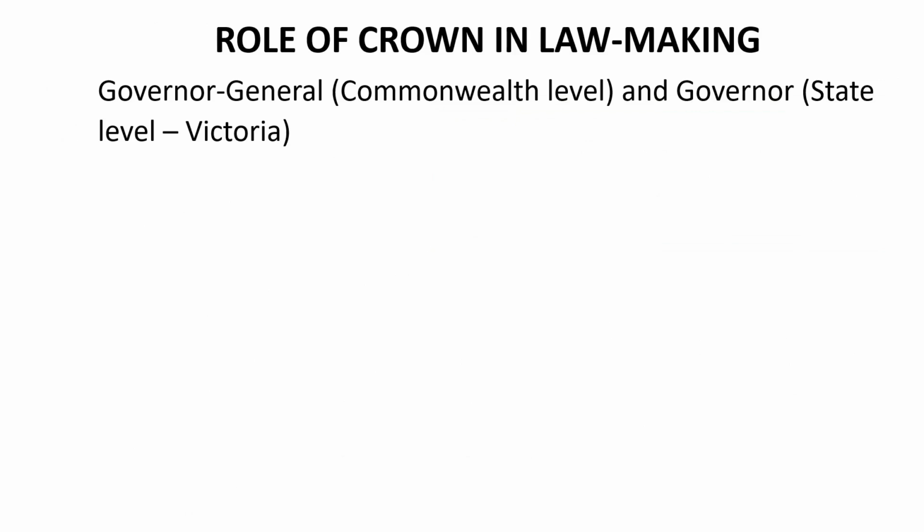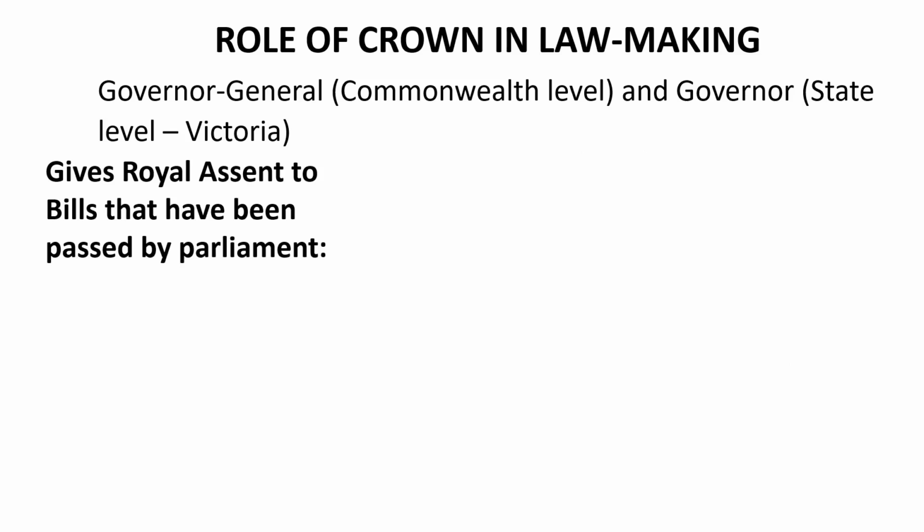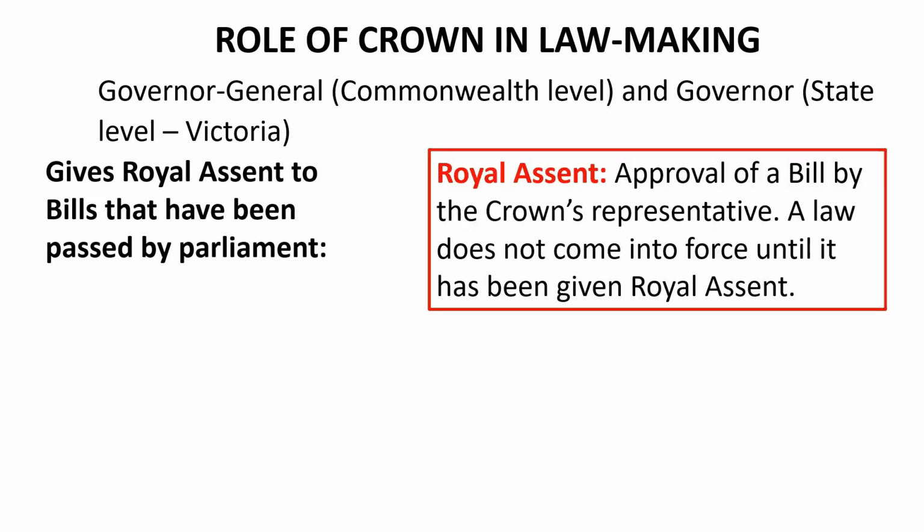This brings us to the role of the Crown in lawmaking, that is, the role of the Governor-General at the Commonwealth level and the role of the Governor at the state level, the Victorian level. As we've already seen, the role of the Crown in lawmaking is to give royal assent to bills that have been passed by Parliament. Royal assent is the approval of a bill by the Crown's representative, and a law does not come into force until it has been given royal assent.